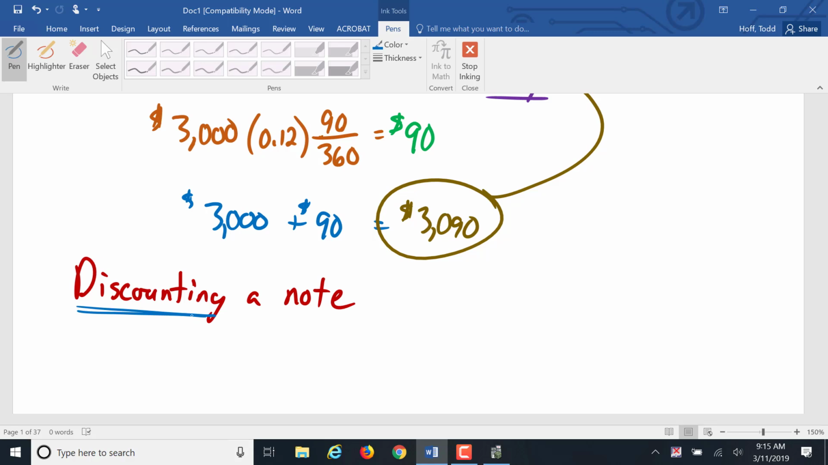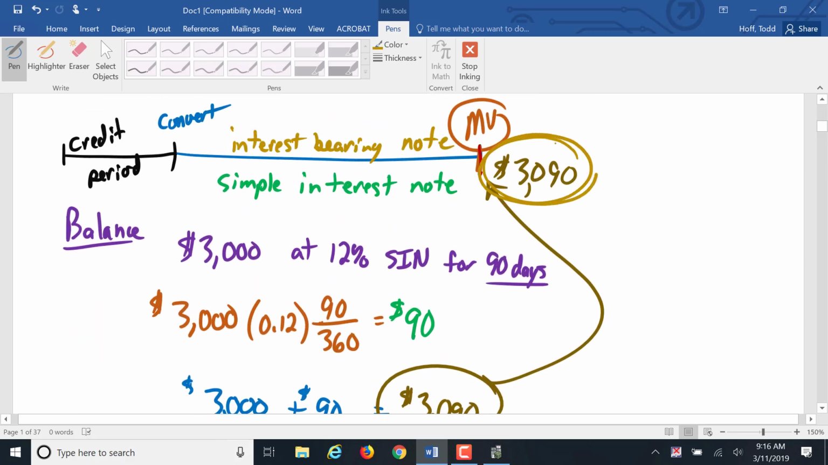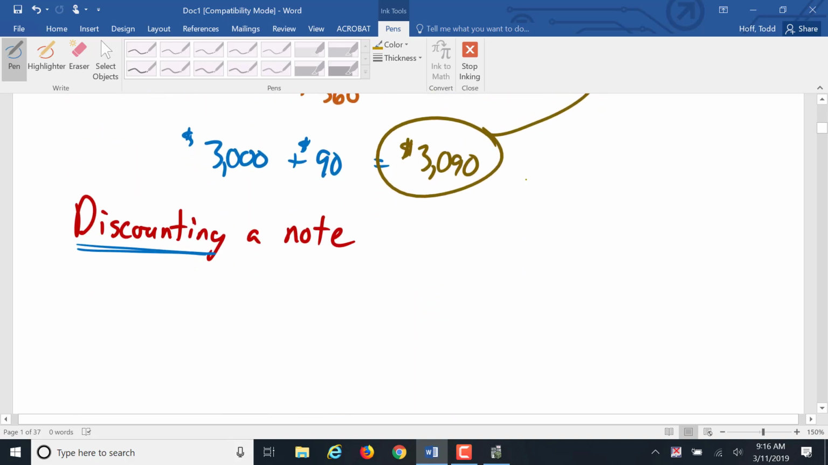The discount is basically, as we saw in the simple discount notes, is the interest that a financial institution takes out beforehand. So the way it works is the bank is going to get the right to collect this $3,090, the maturity value of that original note, at the end of that term. And the producer that produced the invoice gets a discounted amount, which is called the proceeds.